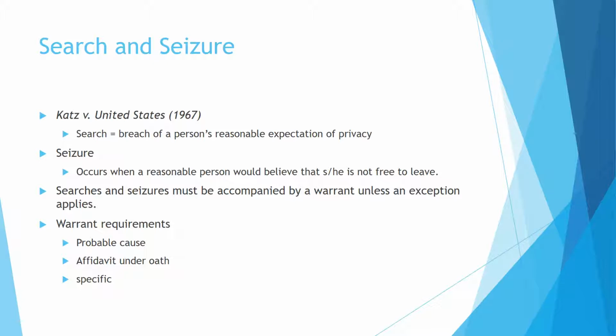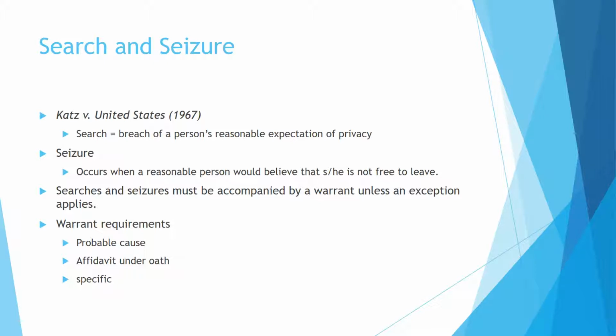And so therefore, in Katz, the U.S. Supreme Court said the FBI had breached Katz's reasonable expectation of privacy, therefore a search had occurred, and therefore they had to be in compliance with the Fourth Amendment, which, because they hadn't gotten a search warrant, the Supreme Court established that they weren't in compliance. Therefore, the criminal conversations cannot be used against Katz. So again, the definition of a search is that a search occurs when government breaches a person's reasonable expectation of privacy. A seizure occurs when a reasonable person would believe that he or she is not free to leave.